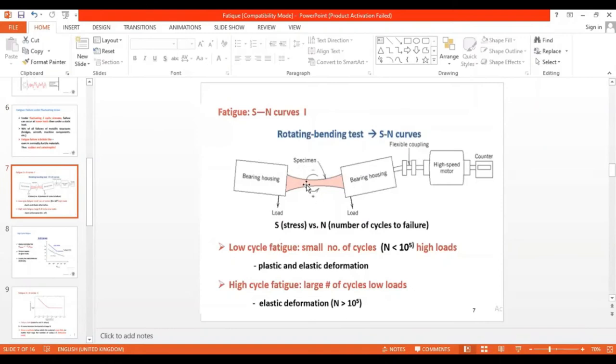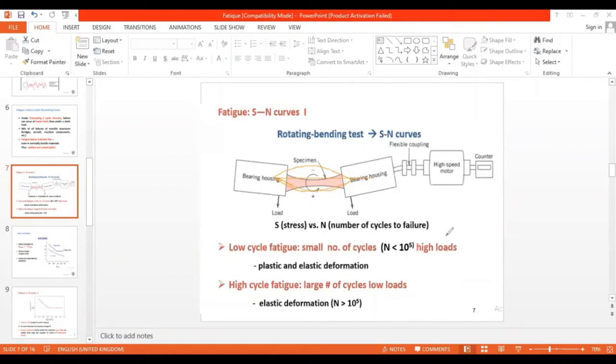This is a bearing housing specimen, a dumbbell-shaped specimen that will keep on rotating, with a flexible coupling here. By applying load, the specimen is not allowed to rotate about its symmetrical axis. If there is no load, it will rotate normally, but by adding load here it is forced to take an axis like this. Here is our coupling and this is a bearing housing, with a high speed motor. With this load, it will rotate in a kind of buckling cycle.